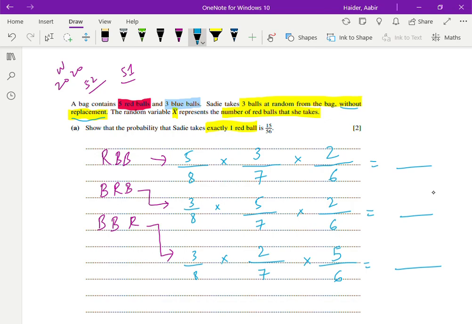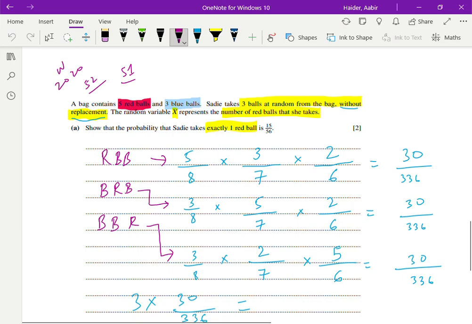So 8 times 7 is 56, and 56 times 6 should be 336 for all of them. In the first scenario, 5 times 3 is 15, times 2 is 30, again 30, and then again 30. So you have 3 times 30 over 336. If you want, you can cancel them out as well, and you will be left with 30 over 112.